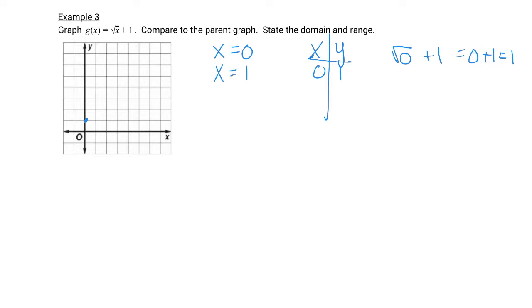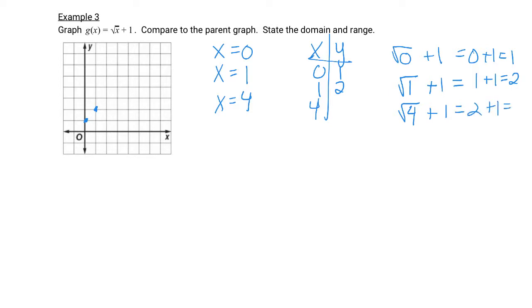Next perfect square, we set x equal to 1, and that's the next value in our table. Take the square root of 1 plus 1 equals, square root of 1 is 1, and 1 plus 1 is 2. So when x is 1, y is 2. Next perfect square, x equals 4. We put the square root of 4 plus 1. Well, the square root of 4 is 2, and 2 plus 1 is 3. So when x is 4, y is 3.